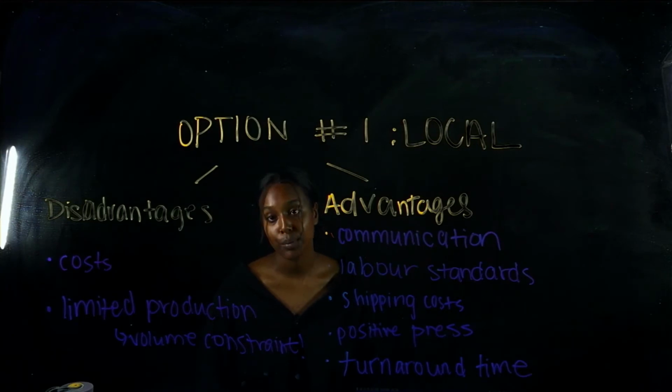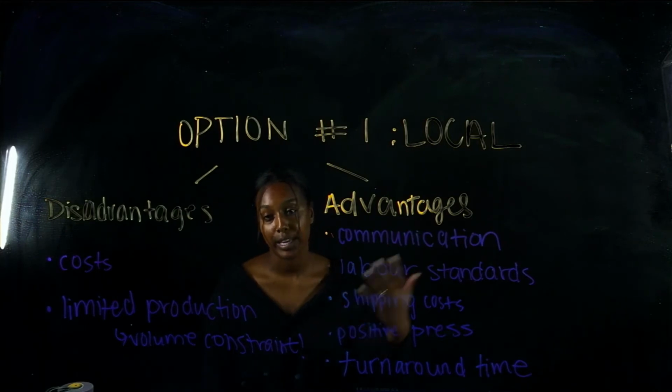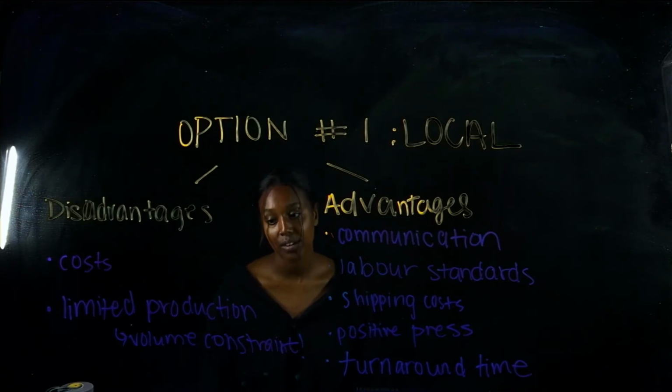And then we have limited production. So because our laborers are working fair hours, they're not being overworked, you have a volume constraint. What that means is the amount of product you can produce in a certain period of time is limited. And this is something that, when I talk about option number 2, abroad manufacturers actually have as an advantage, because unfortunately their labor standards aren't as strict, and working ridiculous amounts of hours is allowed in those areas, which allows them to produce a lot of your product in a short period of time.